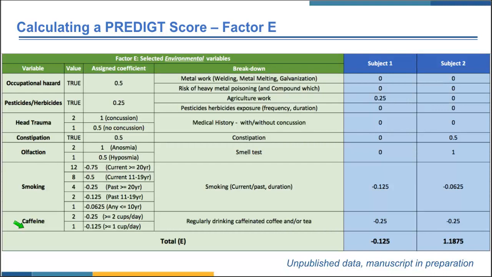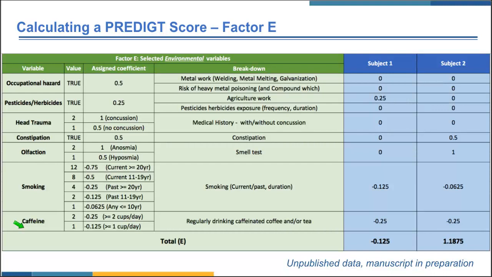And then for caffeine, this person drinks coffee or tea regularly, more than 2 cups a day. So all in all, we sum all these scores, and they have a negative 0.125 for this subject.